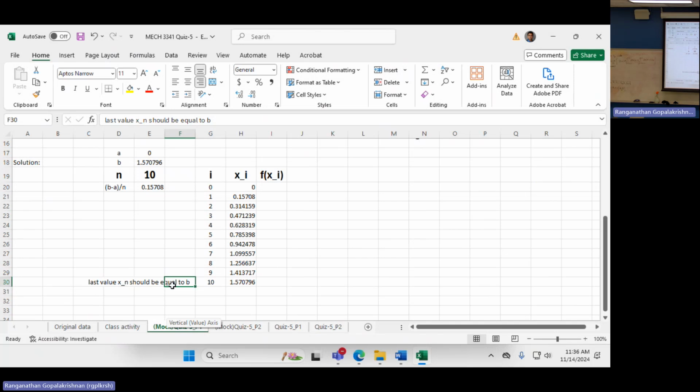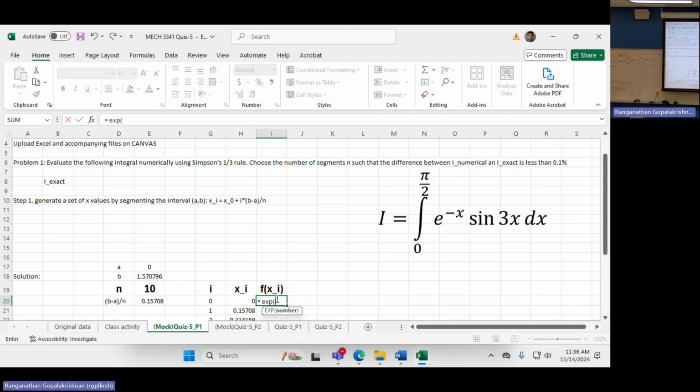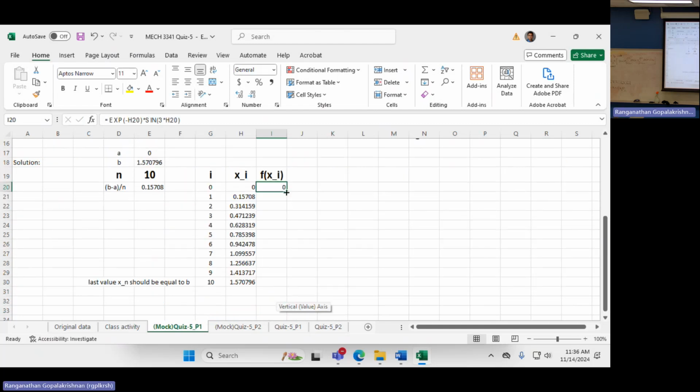Okay, and the function you're trying to integrate is e power minus x sine of 3x. That's what is given to you. So you just have to write exponent of minus x times sine of 3 times x. Evaluate that and populate the values.